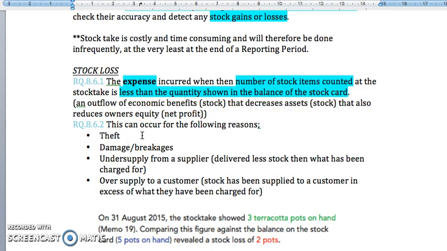There are a number of reasons why it can occur. Someone's stolen something, someone's damaged or broken something. We've ordered from suppliers and they haven't supplied us enough, or we've given too many to the customer accidentally.